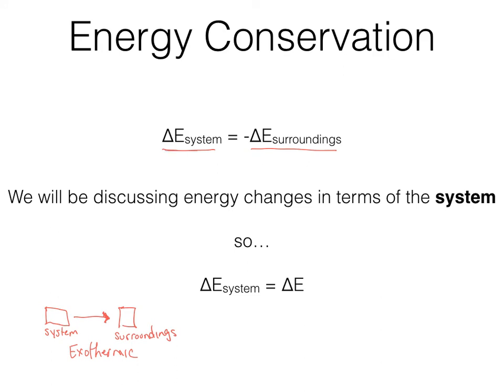And so with this, our system and our surroundings are always going to be opposite of each other. Something is going to have to give energy, and something is going to have to receive energy, because energy is conserved. But to keep things simple, we will always discuss from the perspective of the system. And so we will always, when we are looking for delta E or other values that we're going to learn about in this chapter, it is always going to be from the perspective of the system.